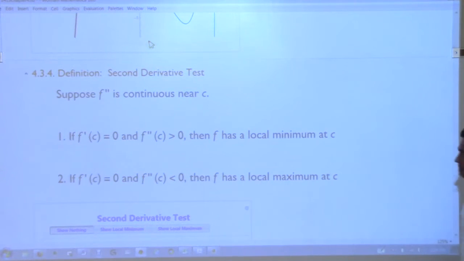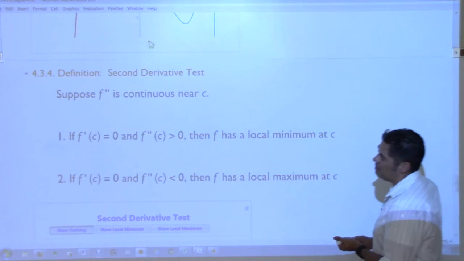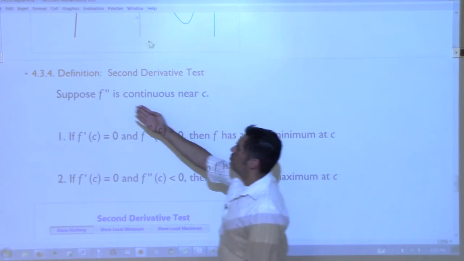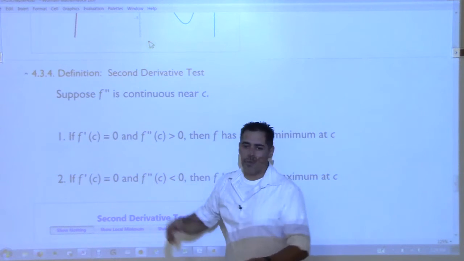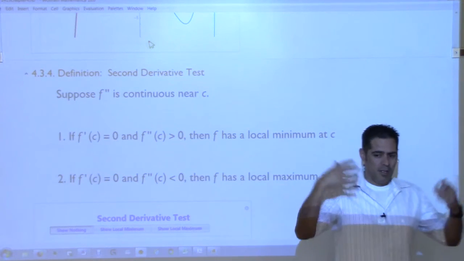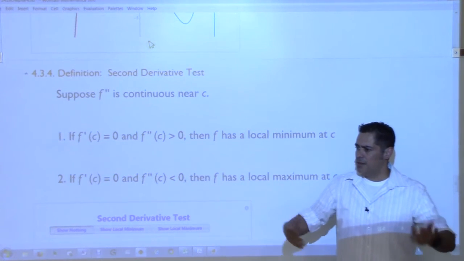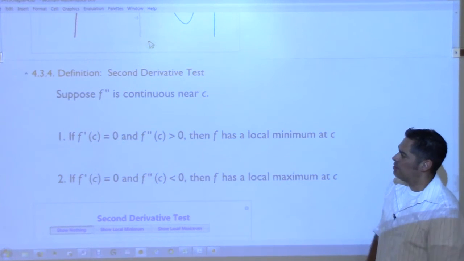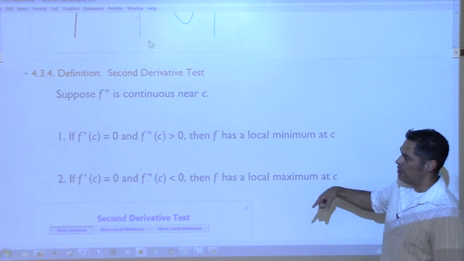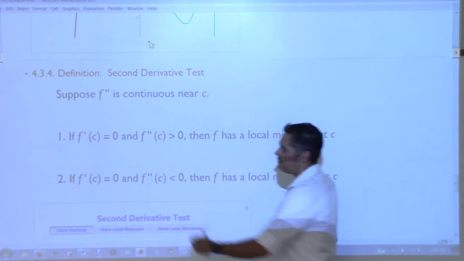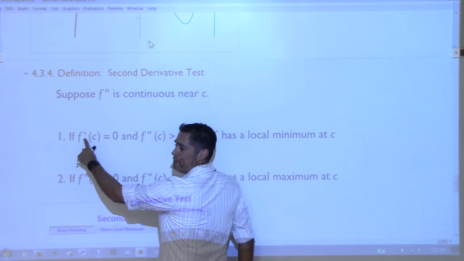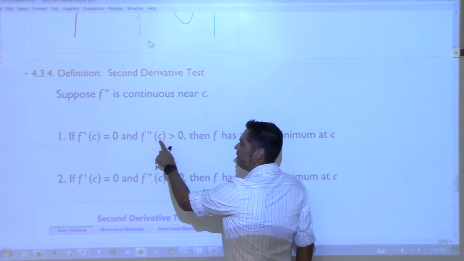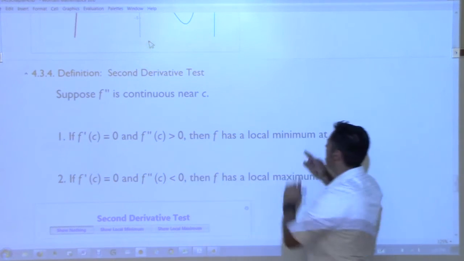Here's what it says. The second derivative test says, suppose that the second derivative is continuous near c. In other words, when you take the second derivative of a function, it's well defined. There's no division by zero or anything like that. So you've got this nice continuous function when you take the second derivative. So it says if your first derivative is 0 at some point and the second derivative is positive, then you have to be at a local minimum.